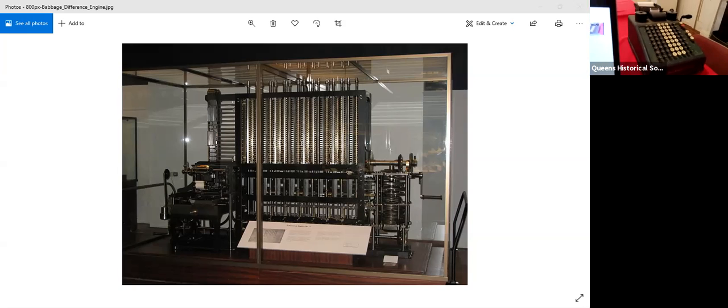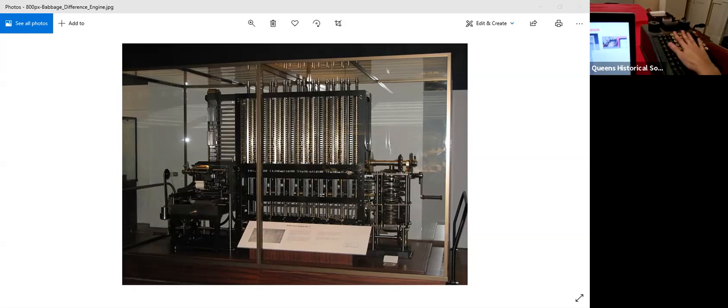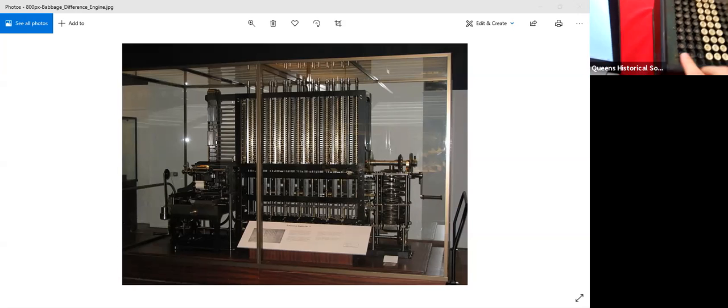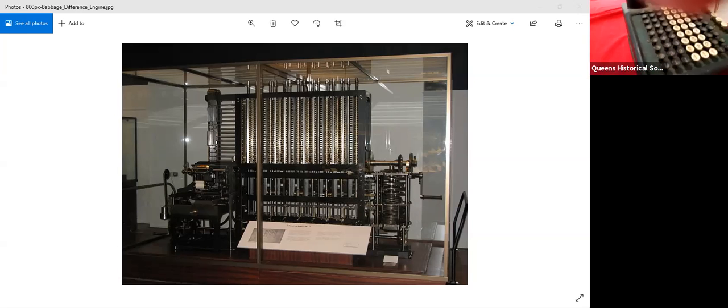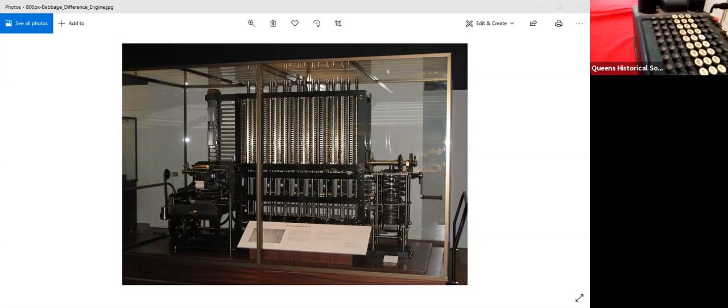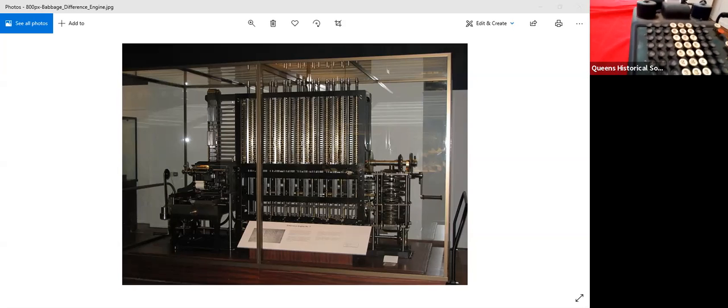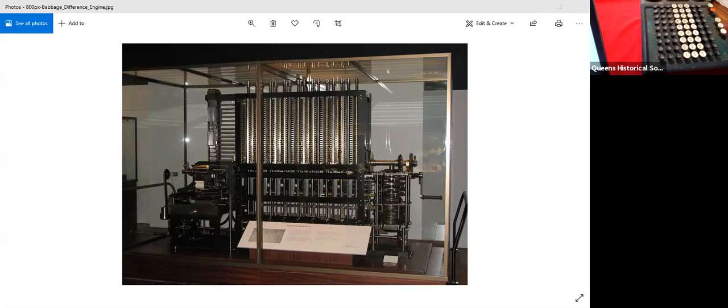So on this device, you have these rows of buttons. And to type in a number, people in chat, why don't you type in some numbers for me to add together? Some audience participation.